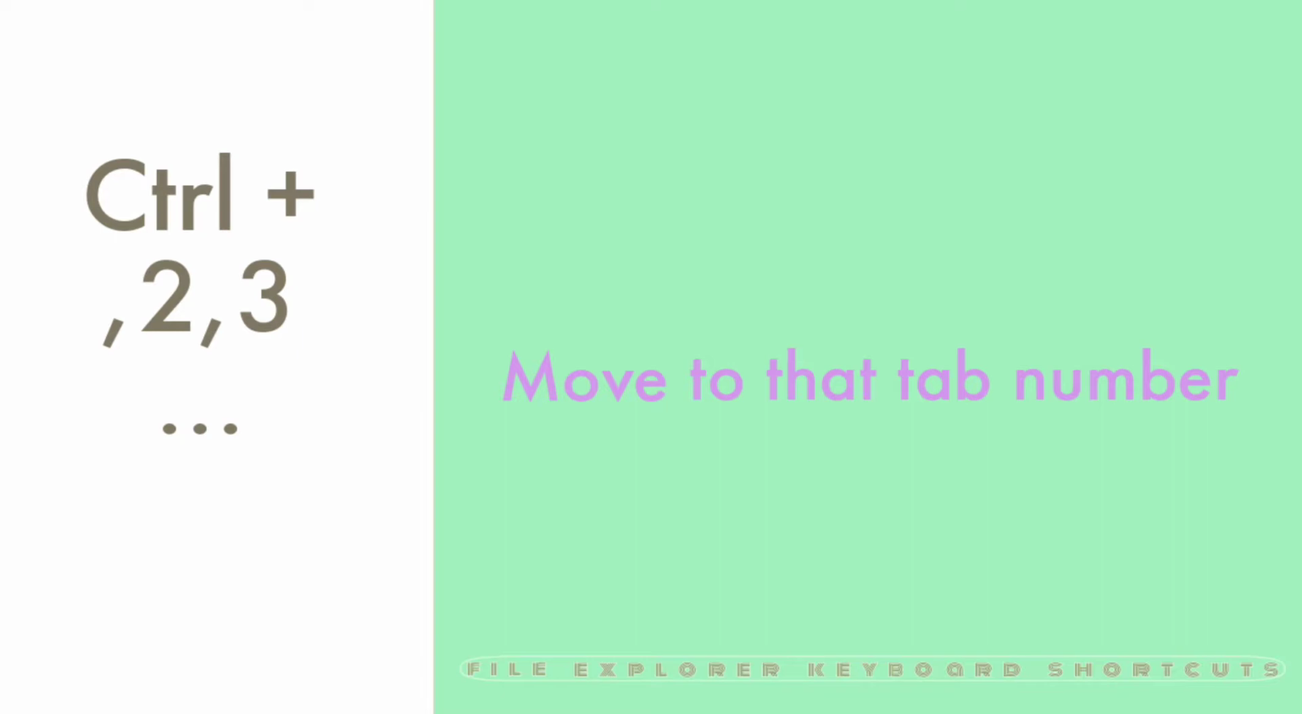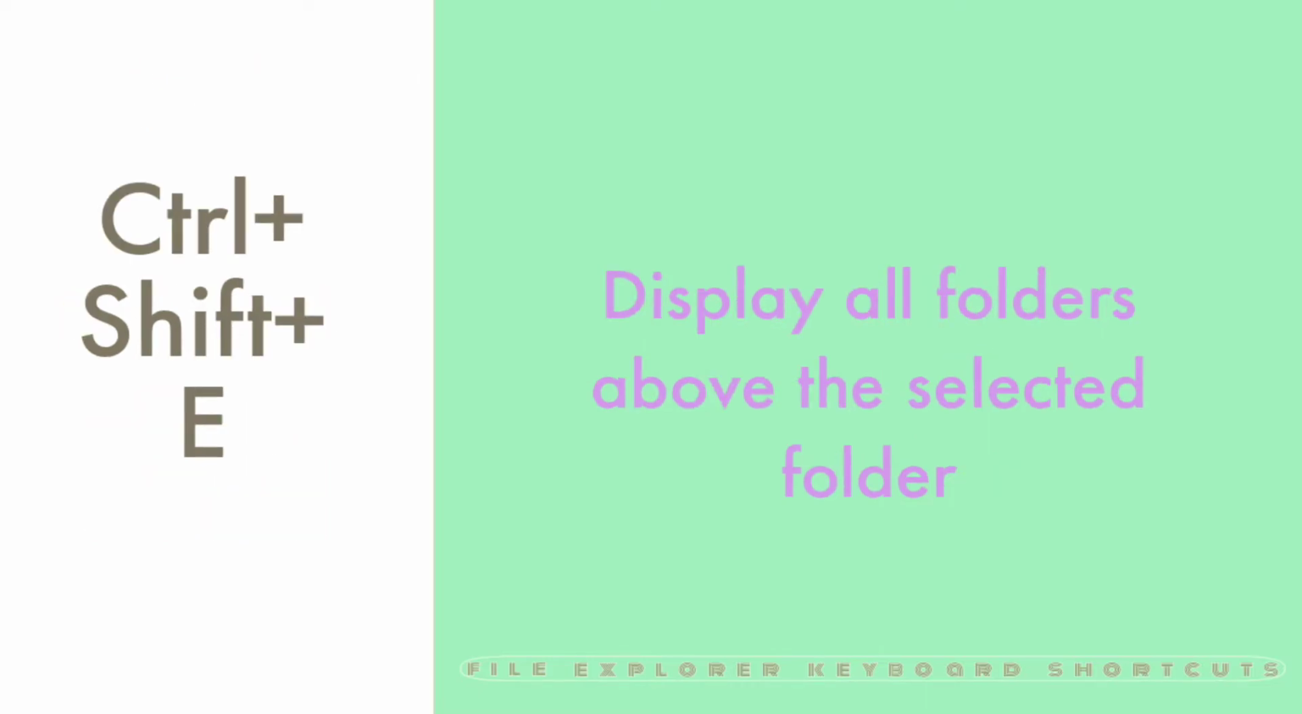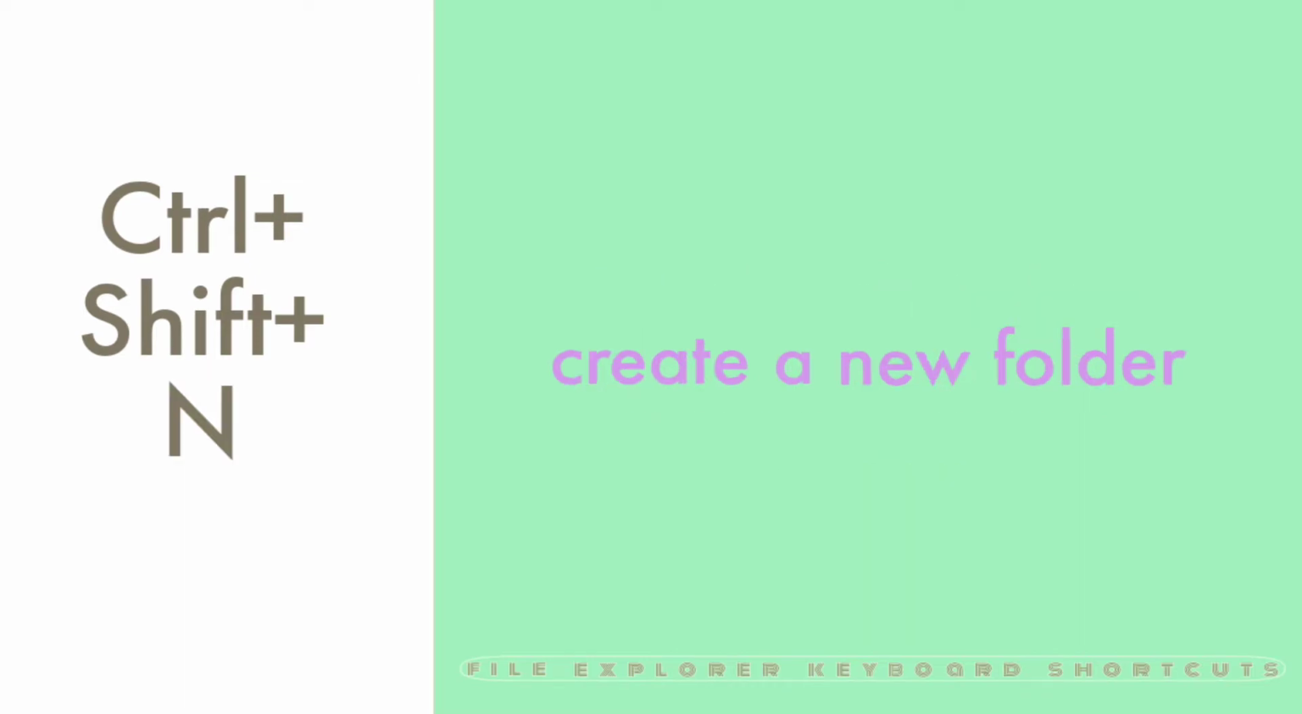Control with a particular tab number to move to that tab. Control with the mouse scroll wheel to change the size and appearance of file and folder icons. Control with Shift with E to display all the folders above the selected folder.